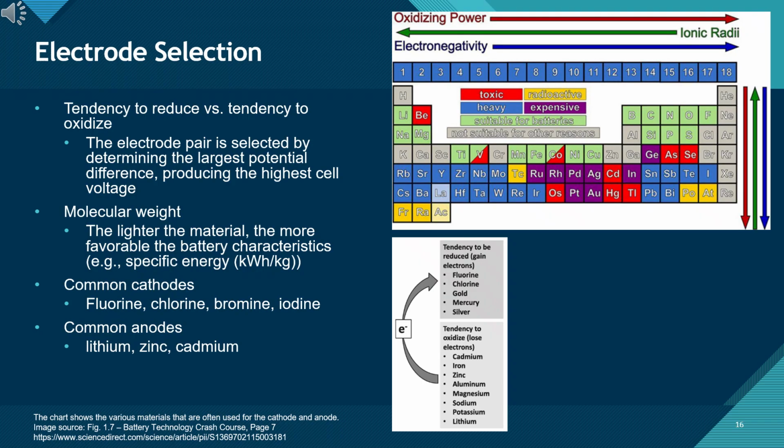Electrode selection. When we make a battery, the choice of electrode materials is one of the most critical decisions because the voltage of the cell depends directly on the potential difference between the anode and cathode. In simple terms, the bigger the difference, the higher the cell voltage. For the anode, we look for metals that are light and willing to give up electrons easily. Lithium is the star example.